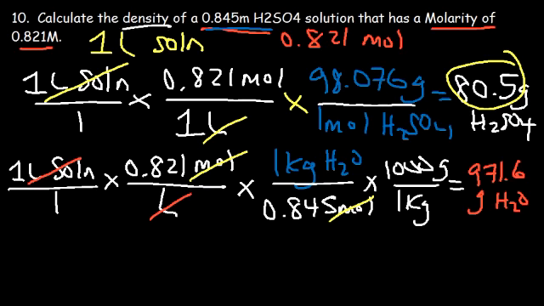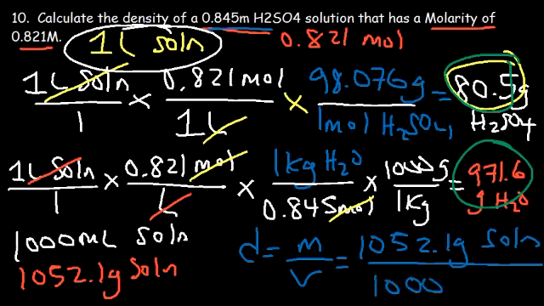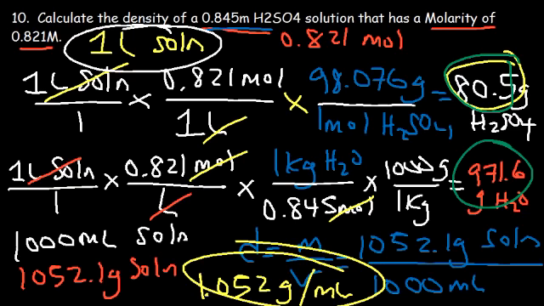So 1,052.1 grams of solution divided by 1,000 milliliters of solution will give us a density of 1.052 grams per milliliter. And so that's how you can find the density of the solution if you're given the molality and the molarity of the solution.